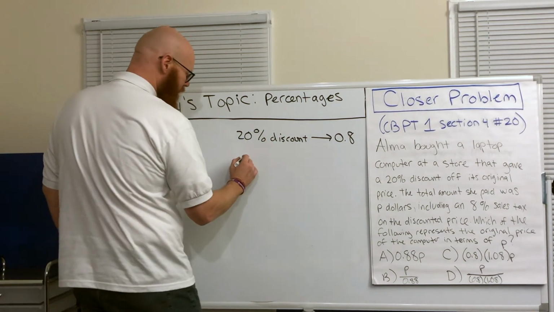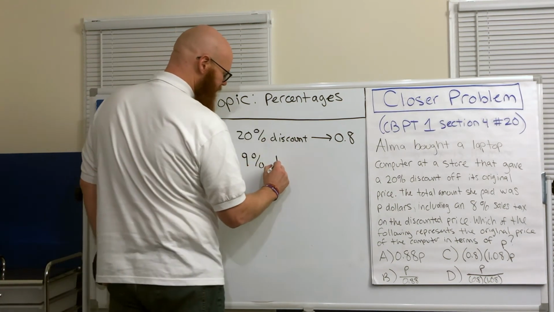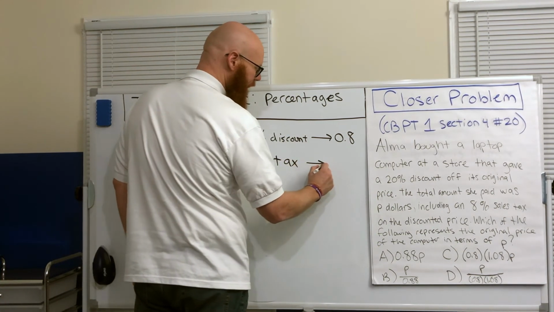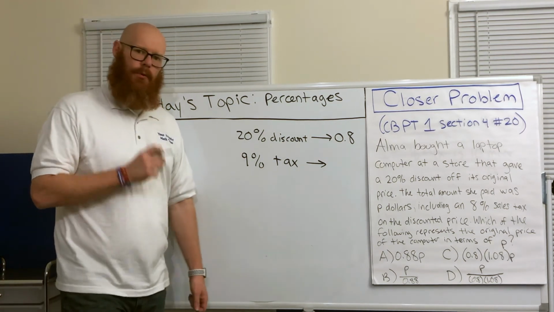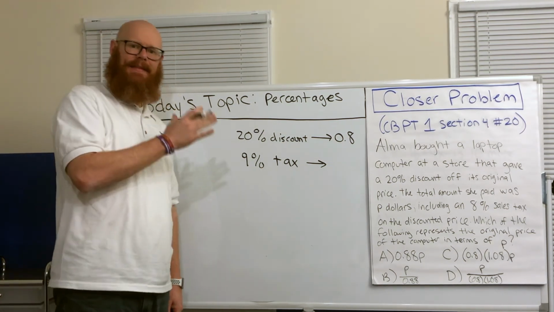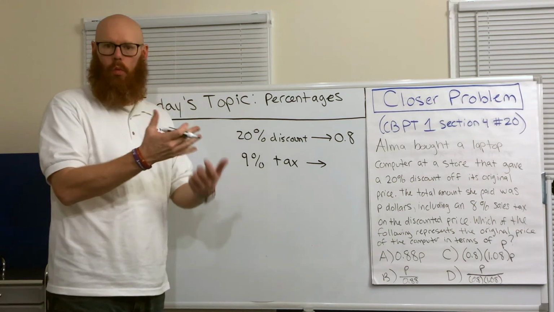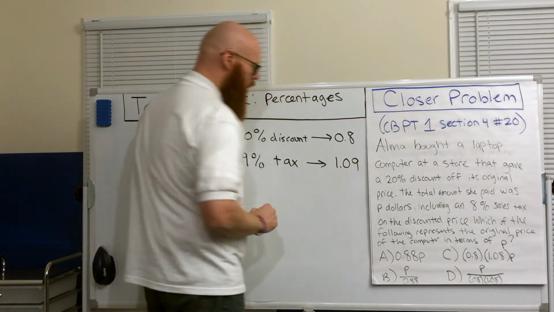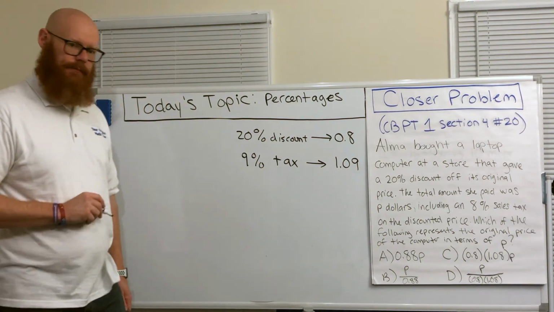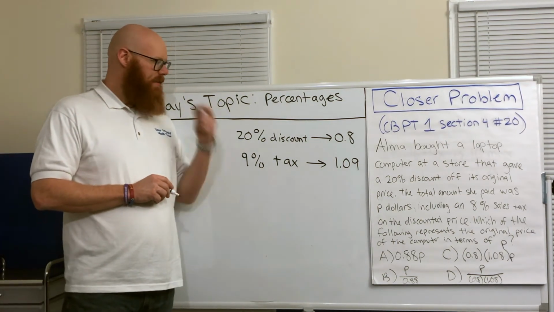Let's say we have a 9% tax. Well, a tax is going to be an increase in price. 9% is 0.09, but we're adding that to 100% or to 1, and we're going to use 1.09 in our equation. Then, let's say we have to work backwards.